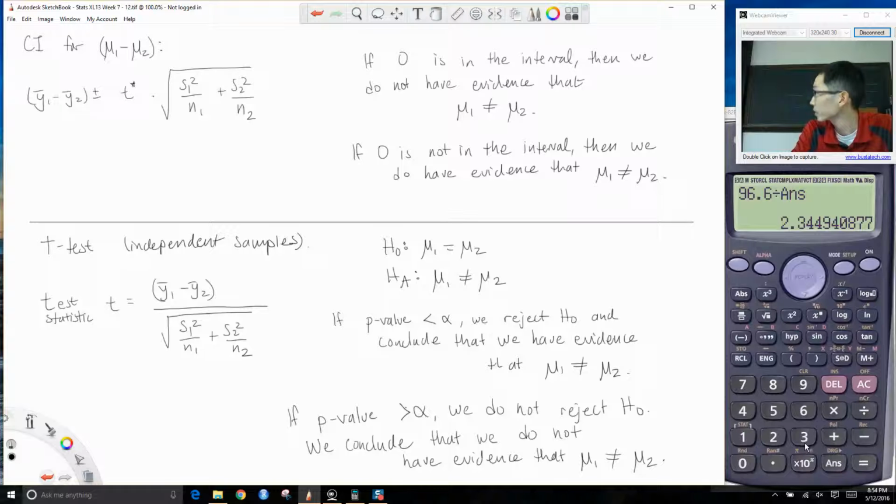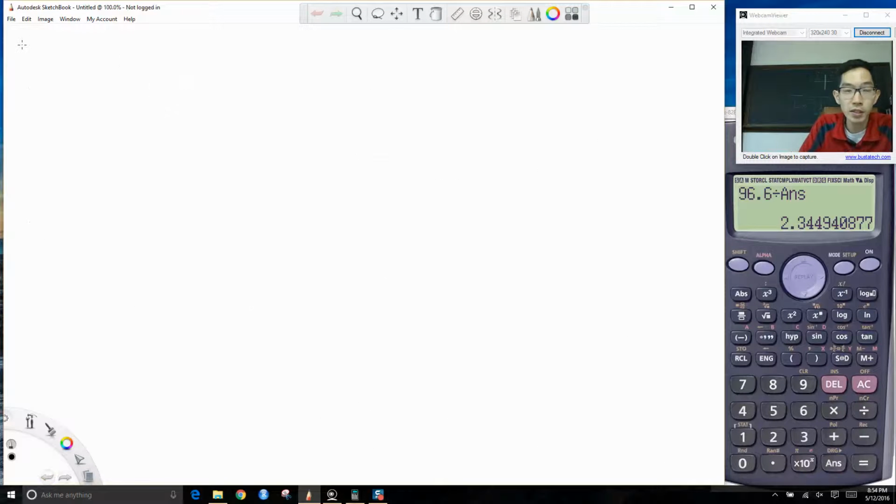And so let's say you perform a t-test with alpha equal to 0.05. The conclusions from this t-test about mu1 and mu2 will match the conclusions that come from a 95% confidence interval.